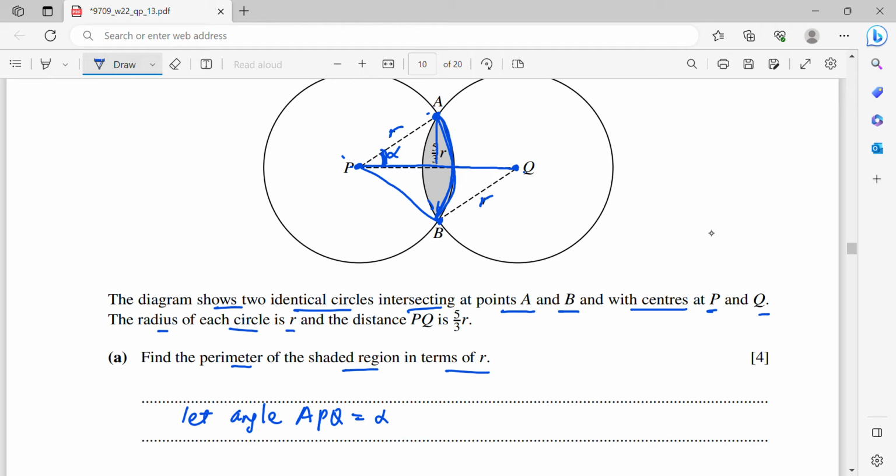So you can just draw a triangle. For your information, since this PQ is 5 over 3 r, P and Q are centers of the identical circles, which means in the middle here, it's not the radius, it's half of 5 over 3 r because it divides equally. Okay, so that's why I'm going to use this triangle to get the alpha value. Alright, so now I will draw it here.